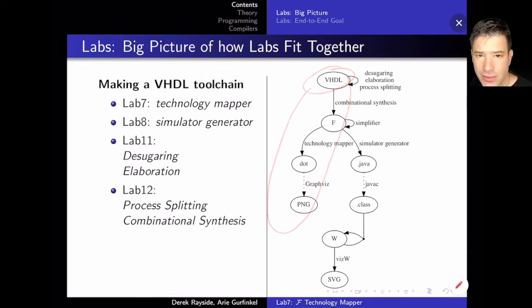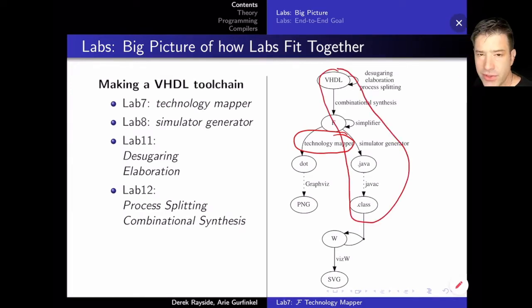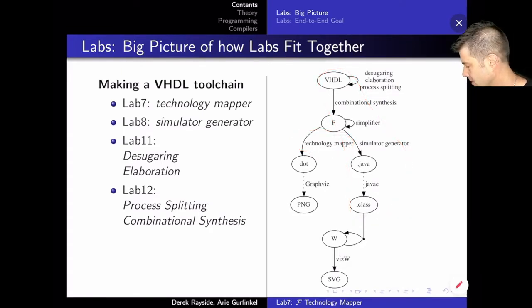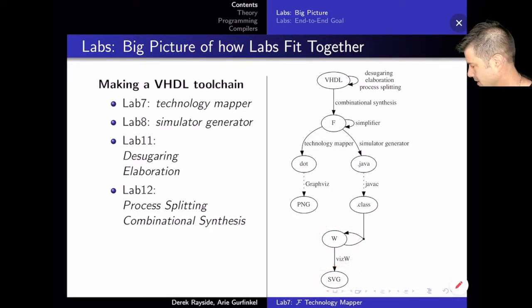In our case, the circuit will just be pictorial representations of a circuit. This is actually what we're doing in lab 7, the technology mapper. And then the other end of it will be that we want to generate a simulator. That is, we want to take our VHDL circuit and turn it into something that's executable. And as it executes, it's going to output a waveform, which is our W language, which we then want to visualize and see as a binary waveform. So this is our overall structure.